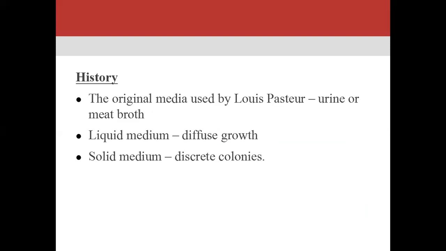So, if you see the history of culture media, the original culture media, which was used by the scientist Louis Pasteur, is urine or meat broth. So meat broth and urine also support the growth of bacteria. If we use the liquid medium, we will get diffuse growth. It is difficult to identify the bacteria. That makes bacterial identification difficult, and we can't study the exact properties of the bacteria.